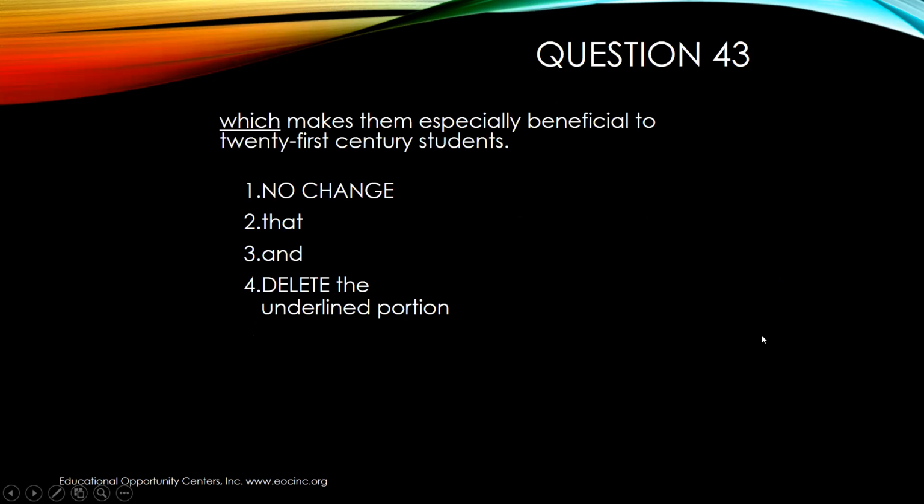How about 43? Which is underlined? Not the witch that's coming up for Halloween. The other witch. We have A and B. Okay, so let me read it. That these skills are transferable across professions, which makes them especially beneficial to 21st century students.